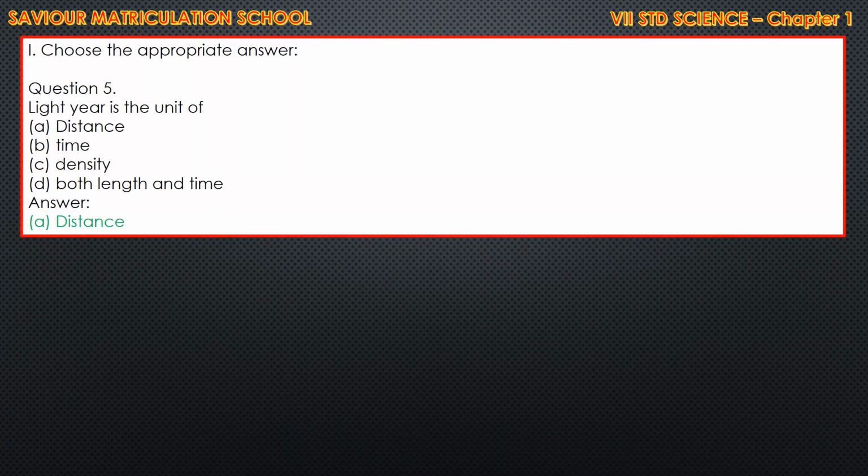Then question 5. Light year is a unit of A, distance, B, time, C, density, D, both length and time. So the answer is A, distance.